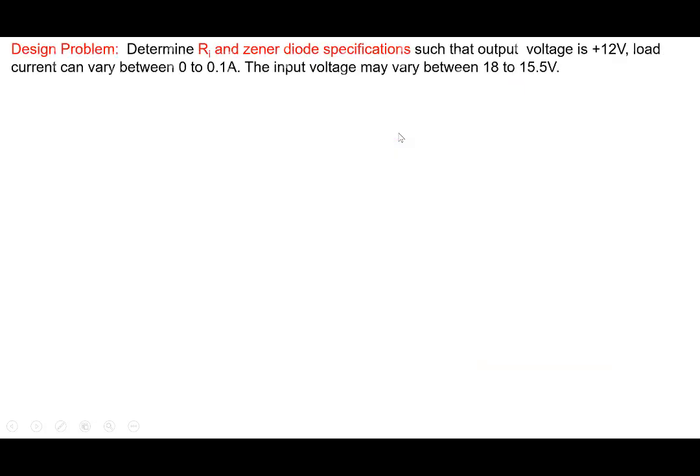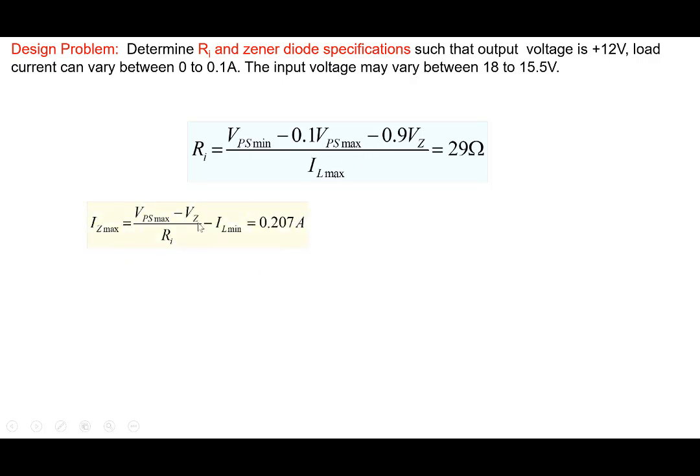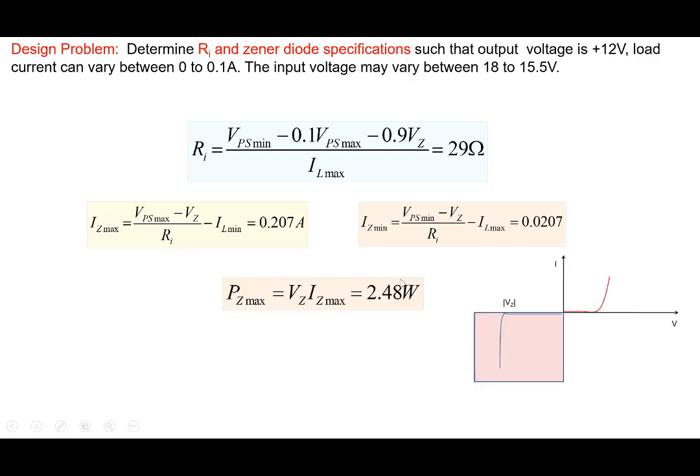So let's do the design here. For this one, Ri will turn out to be, if we plug in the values, 29 ohms, and Iz max is 0.207 amperes, Iz min is 0.0207 amperes here, and Pz max is 2.48 watts here. And note that the current that is required, the maximum load current here, was 0.1 ampere. Iz max is 0.2, so it's not excessive like the 0.6 that we had calculated earlier. And Iz min is also 0.02, so it's a small value here, but still positive.